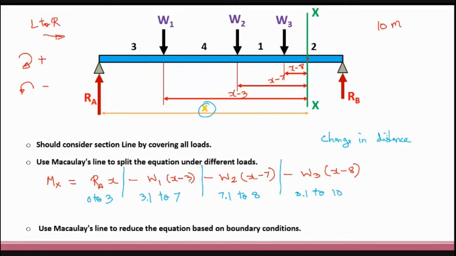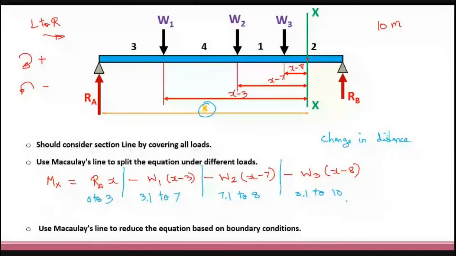4.5 minus 3, again it's a positive value. You should consider this also. Here 4.5 minus 7, negative value. You should not consider this too. So my equation will be up to this. So this condition reduces the equation based on boundary conditions.